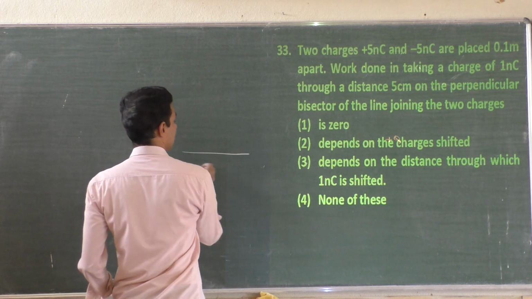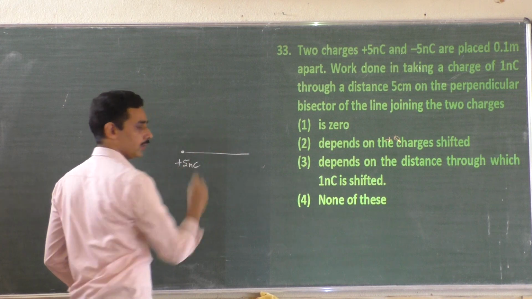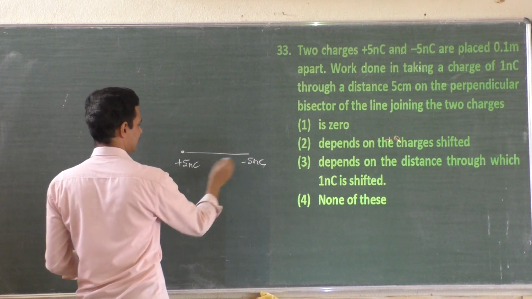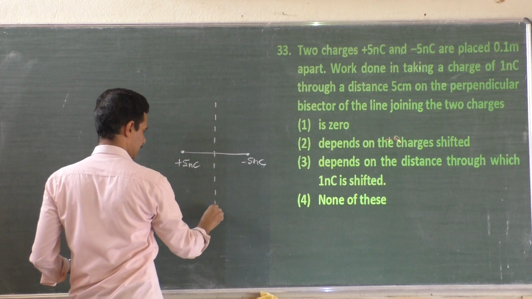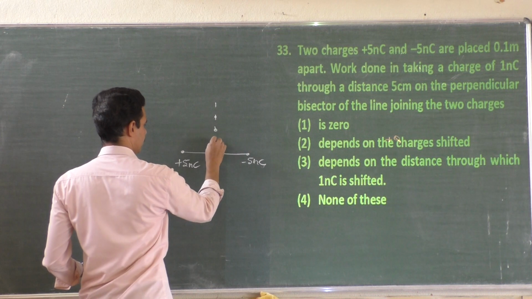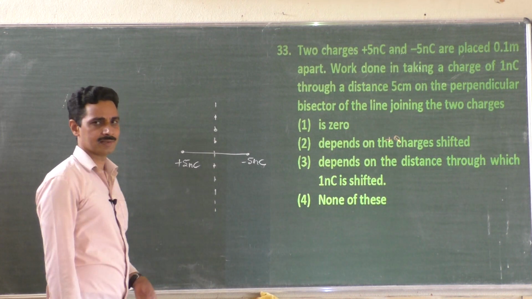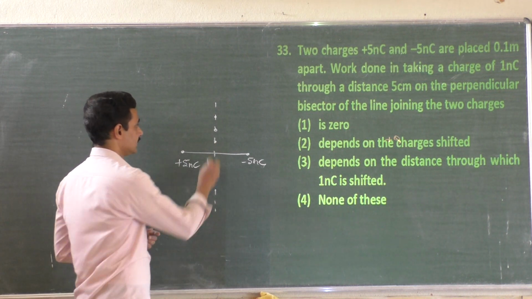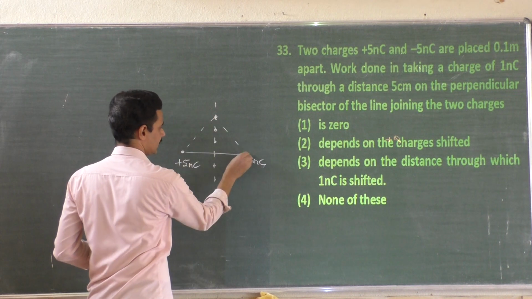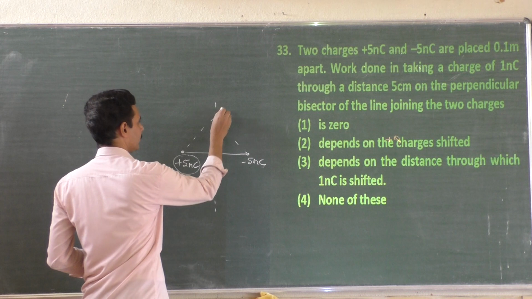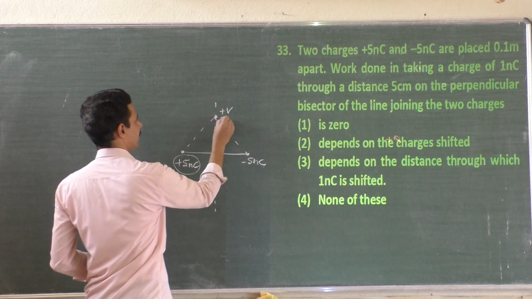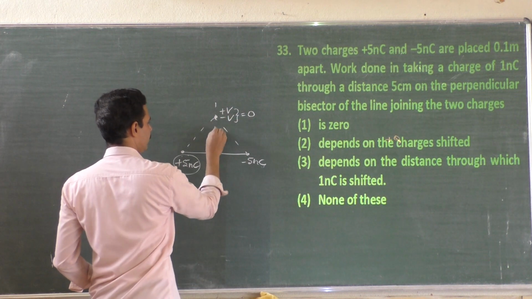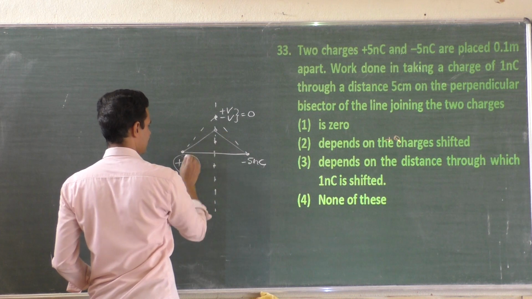So you have a dipole like arrangement, plus 5 nanocoulomb and minus 5 nanocoulomb are placed separated by some distance apart. Their question is, on the perpendicular bisector, what is the work done in taking the charge from one point to another? On the perpendicular bisector, all the points are at the same potential, and if it is a dipole, the potential is 0 here, because this distance and this distance will be same. This positive charge will create some plus V potential here. Same amount of minus V is created by this charge. So net potential is 0.